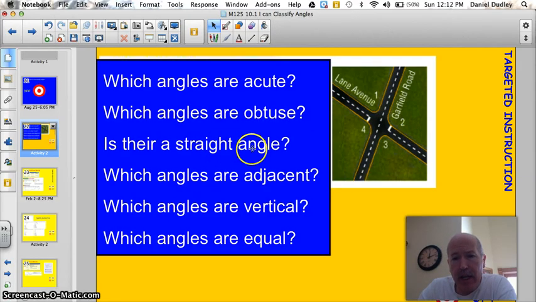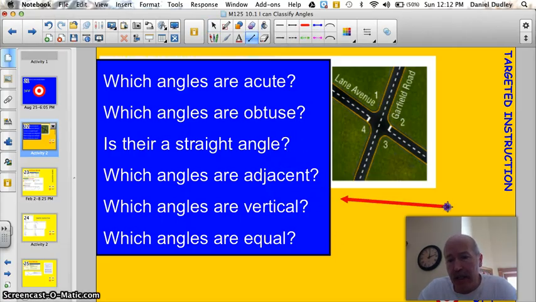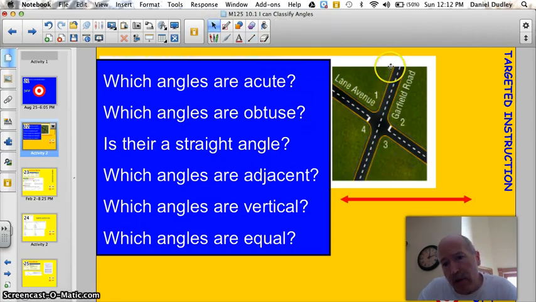Is there a straight angle? A straight angle is just like a straight line like this. And yeah, there is one straight angle. If you look right here, if you think of the Garfield Road, that would be a straight angle, or maybe Lane Avenue. Garfield's better because it's got the dots going straight through, so that could be a straight angle.